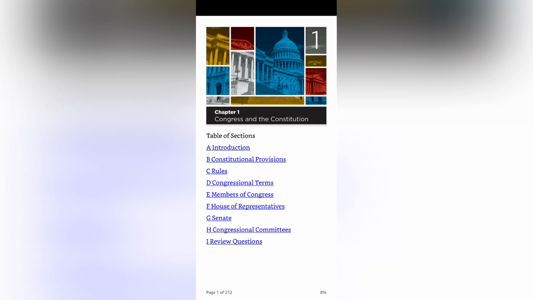Civics, Congress for Lawyers, Congressional Procedure, Chapter 1, Congress and the Constitution.